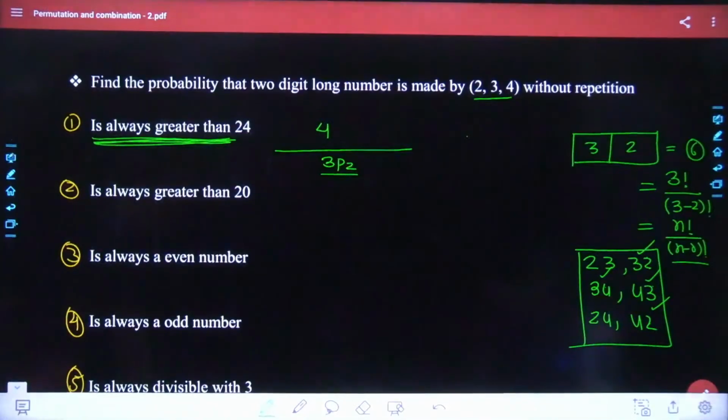Agreed? So I don't find any student having any kind of doubt, at least at this point.